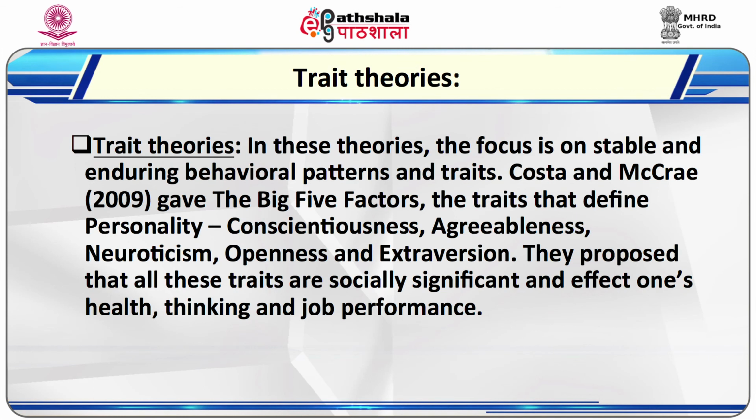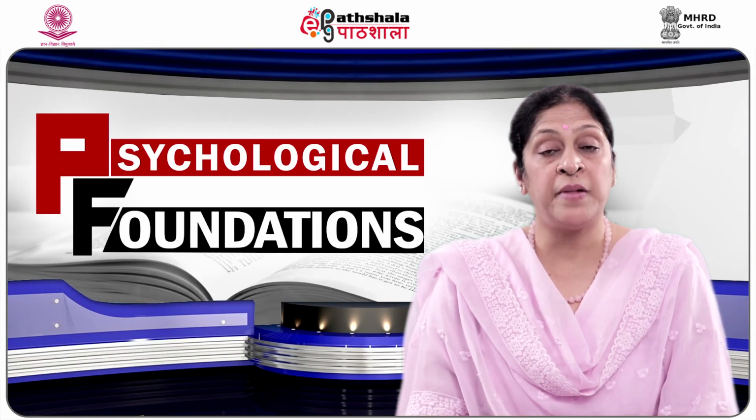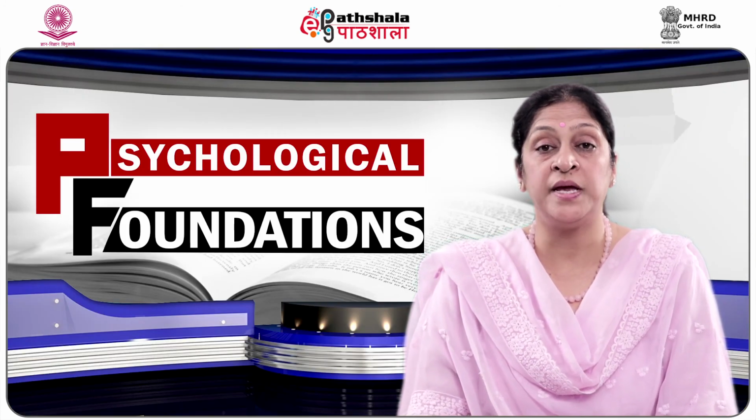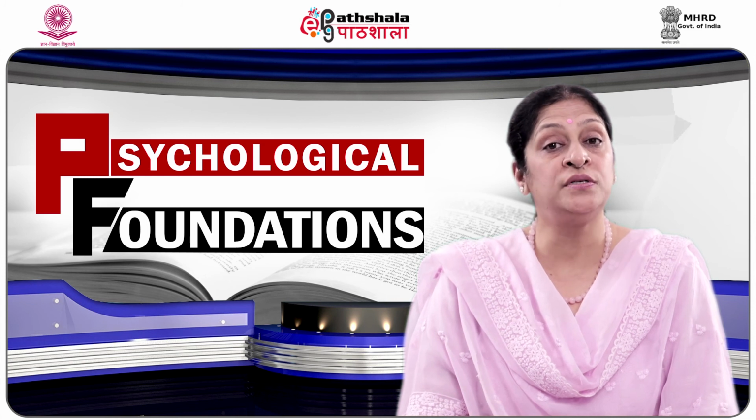Costa and McCrae gave a very famous theory of personality, which we know as the Big Five factor theory. This theory says that our personality is made up of five important traits. First is conscientiousness, second is agreeableness, third is neuroticism, fourth is openness, and the last is extroversion. So according to Costa and McCrae, our personality is made of these five important traits.